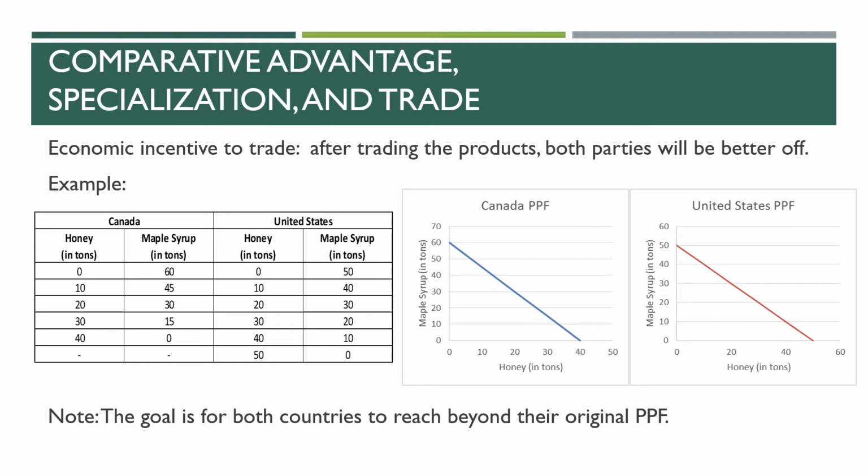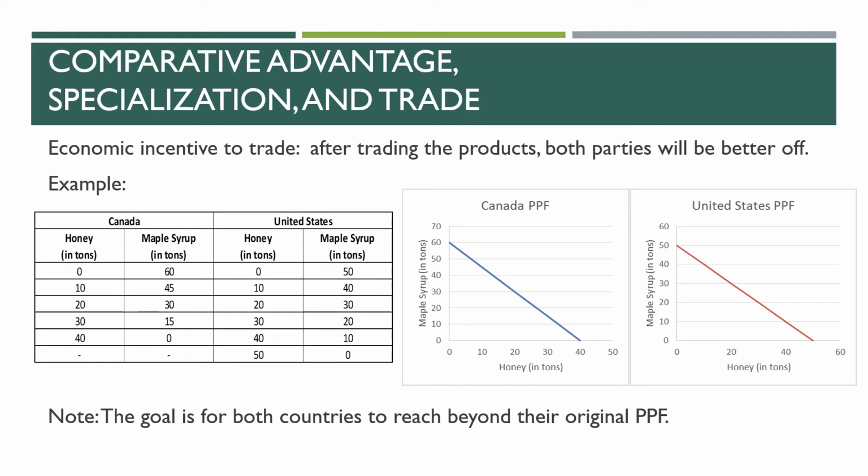We are going to use this example today to demonstrate the benefit of trading. Let's suppose we start out with two countries here, one Canada and the other the United States. Both countries are assumed to produce only two goods, honey and maple syrup. We have the two PPF models here demonstrated on the graph and also in table form. We're not going to go into details of every single number here. At this point, I'd assume most of you understand how to read the tables and what the graph is representing here.